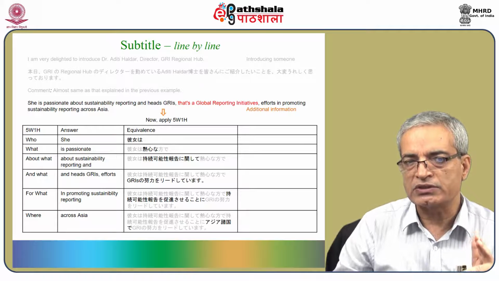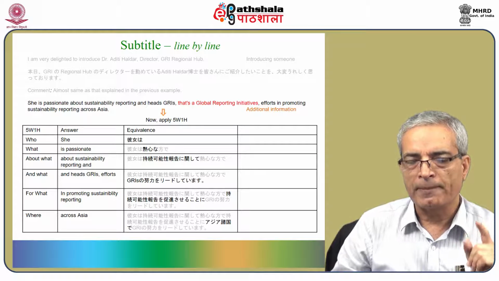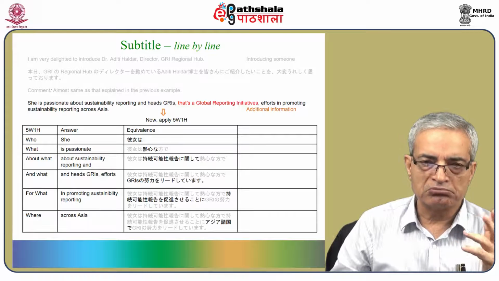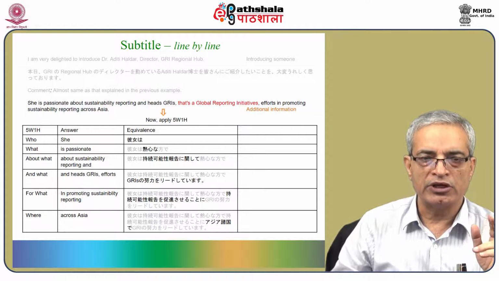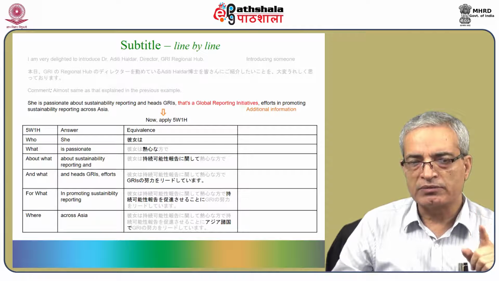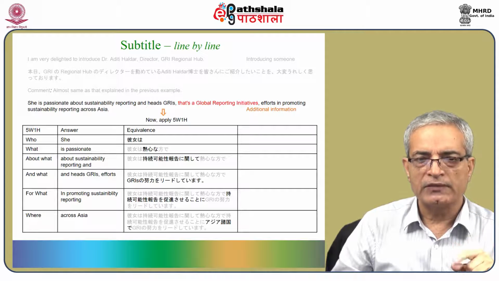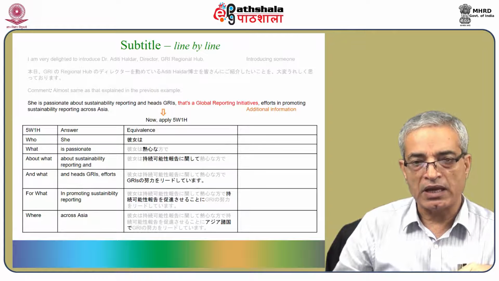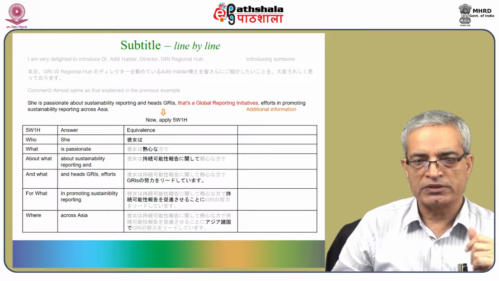So let's try to put questions up to here to gather the frame. Who? She. So she becomes Kanojawa. What is passionate? So Neshinna about what? About sustainability reporting. So jizoku kano na ho, jizoku kano se ho koku ni kanjite. And what? And what is the second part? That is and heads GRIs efforts. That means GRI no doryoku o riideshitemasu.